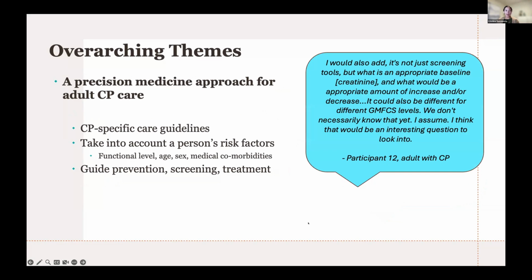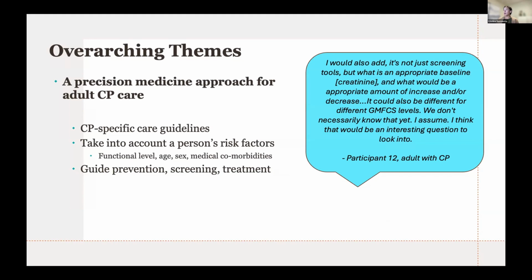The second theme that we took away was the need for a precision medicine approach for adult CP care. This came out in a few different ways. One was the goal to have CP-specific care guidelines, like those preventive care guidelines I shared with you that the U.S. Preventive Services Task Force creates. How can we have that, but for CP? And more broadly, how can we take into account a person's risk factors, so their functional level, their age, their medical comorbidities, so that we know who is exactly at highest risk for these chronic conditions, and then how do we appropriately screen, diagnose, and then treat different people differently.